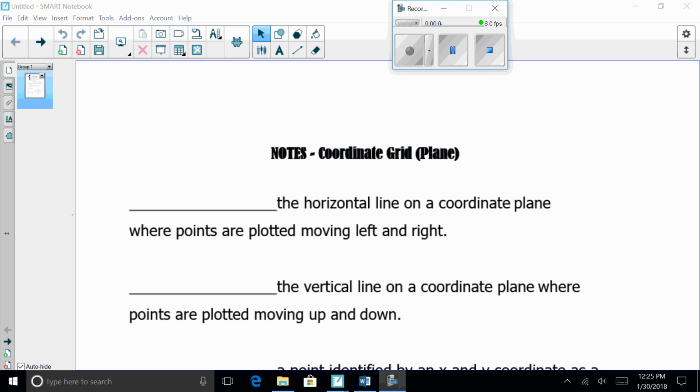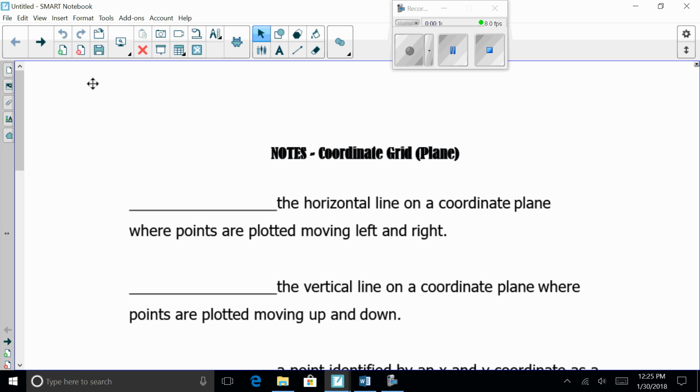Today we're going to do our notes over the coordinate grid, or the coordinate plane. So I'm hoping that this is going to be a good review for you. Okay, we're going to start with some vocab.